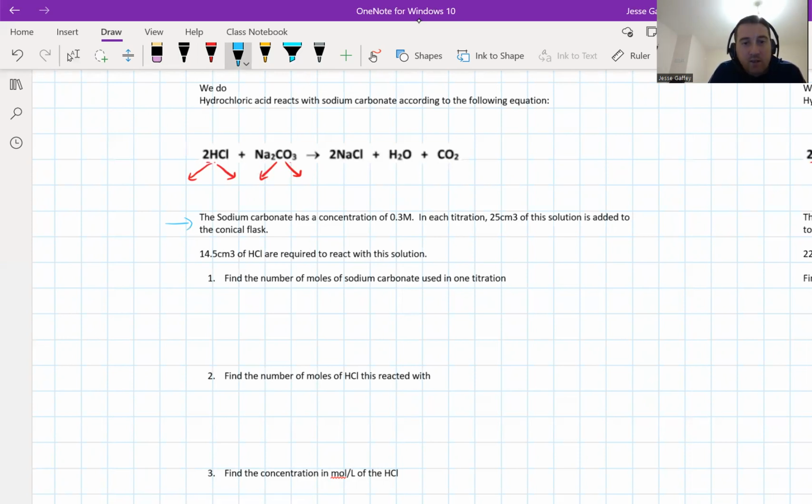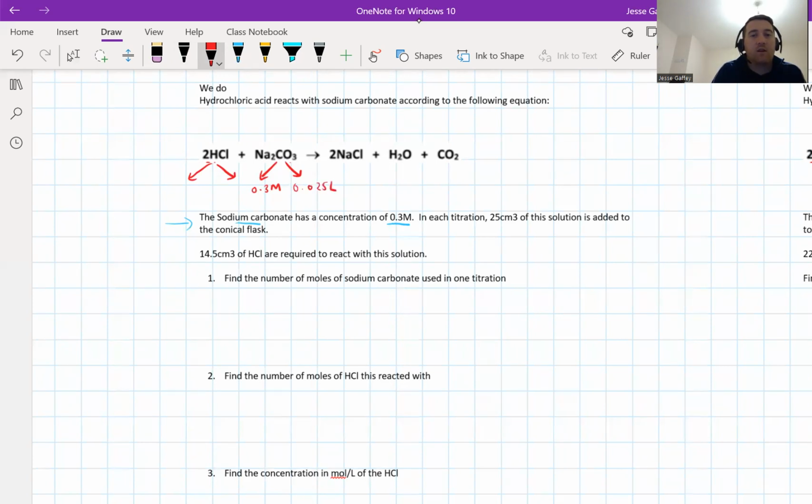Okay, so here it says the sodium carbonate has a concentration of 0.3 molar. So it's quite easy to see that this has to be 0.3 molar here. And it says 25 cm cubed of this solution was added to the conical flask. So we want that volume, but we need it in liters. So if you wrote 25 here, that's wrong because this is in cm cubed, and I want liters on that arrow. So convert to liters first, do that now.